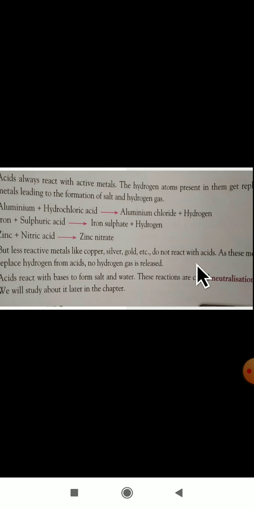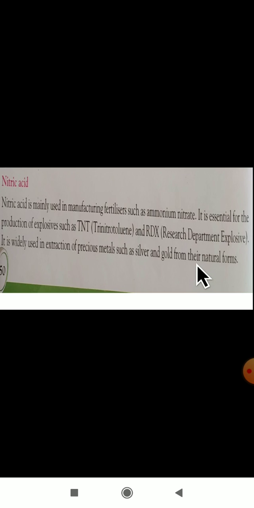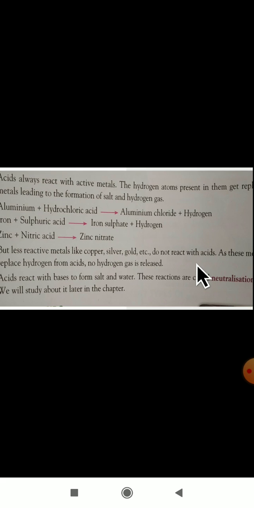Acids react with the bases to form a salt and water. What is the acid and what is the base, you all know. Which has a sour taste is the acid. Bases also I have shown examples of: detergents you can use, which are soapy, that is a base we can say. Acids react with the bases to form a salt and water. These reactions are called neutralization reactions. We will study neutralization reactions in higher classes, in a later chapter.